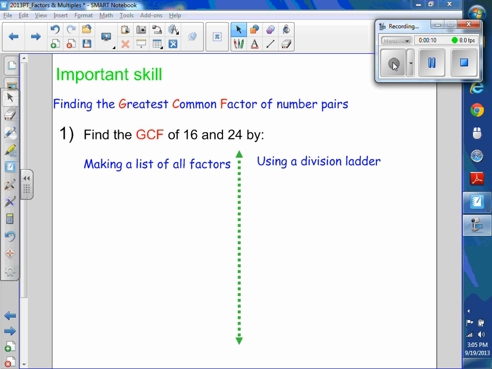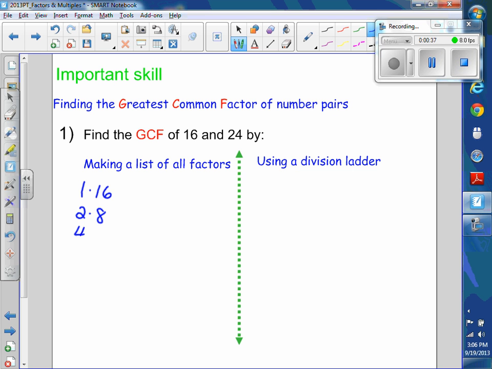Okay. We just did a warm-up on finding GCFs and LCMs with a list. The lists are long, so I'm going to just go through the differences to review the list, but also show you a shorter way. Okay, so if I want to find the GCF of 16 and 24, one way is to write all the factors of 16, and then all the factors of 24.